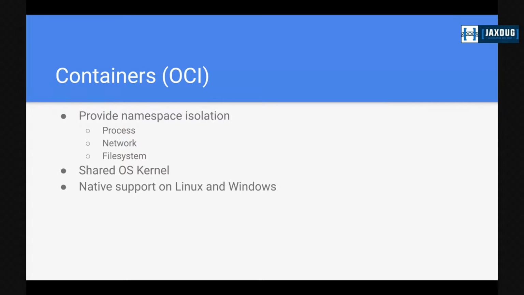They do share the OS kernel, so all of those containers will be using the shared Linux kernel. There is native support for containers on Linux and Windows. Docker was initially developed for Linux. It runs natively on Linux. And for the longest time, when you ran Docker on Mac or Windows, you were not actually running Docker on Mac or Windows. You were running a Linux VM in the background, and the Docker command was talking to that VM and running things inside that VM.